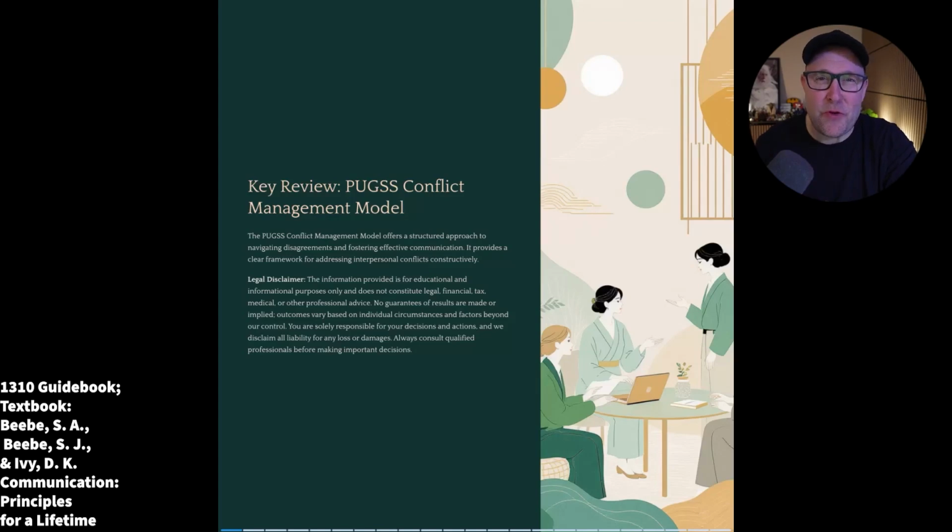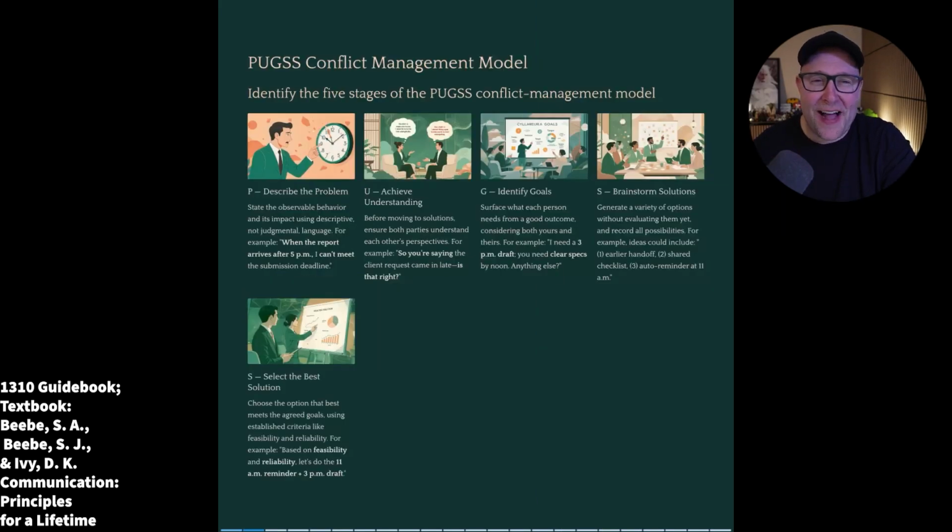Welcome to the key review all about the PUGSS conflict management model. This model offers a structured approach to navigating disagreements and fostering effective communication. It provides a clear framework for addressing interpersonal conflicts constructively. What are the 5 stages of the PUGSS conflict management model?